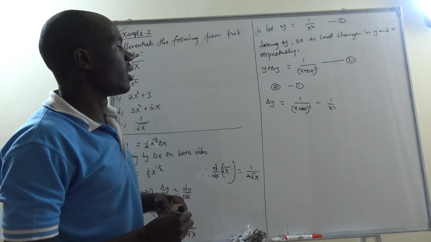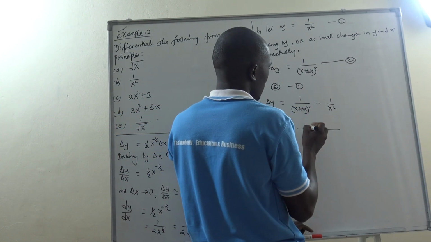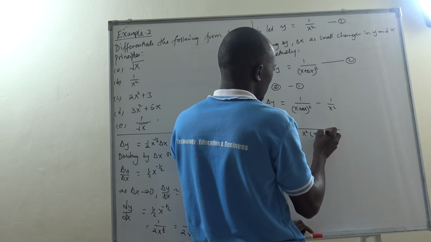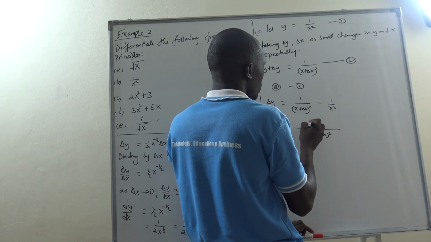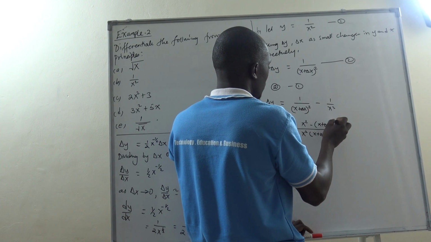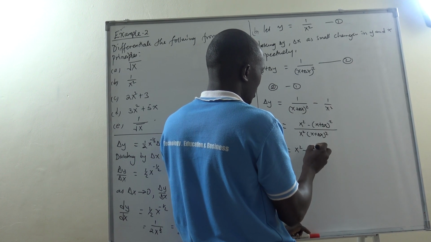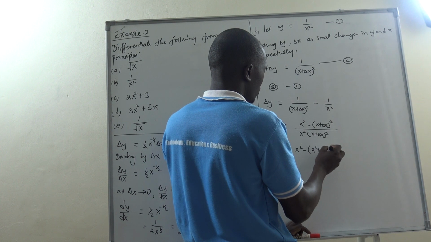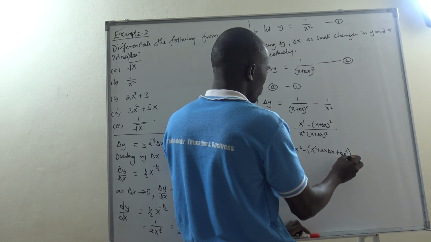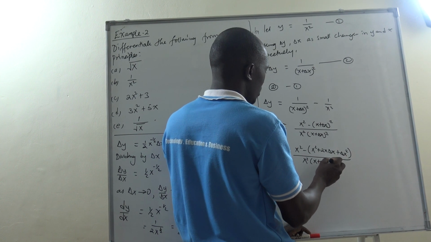So can we go ahead and find here the LCM? So what is the LCM? The LCM remains as x squared into x plus delta x squared. So with this one we are remaining with x squared minus x plus delta x, the whole of it squared, which becomes x squared minus, expand, x squared plus 2x delta x plus delta x, the whole of it squared, all over x squared into x plus delta x squared.